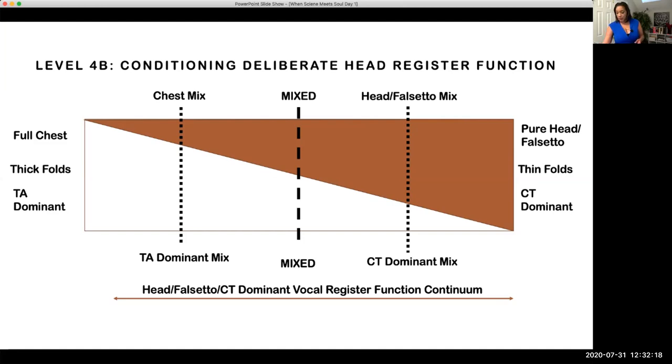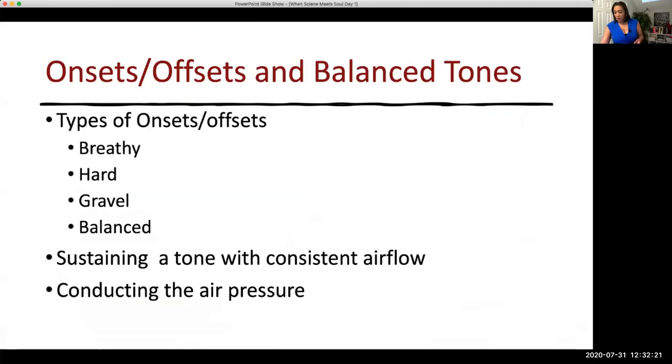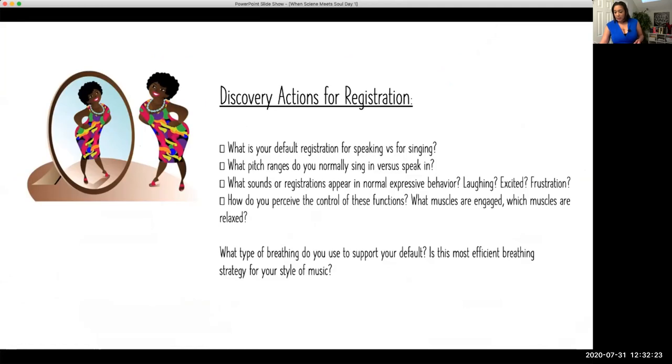And I know I'm running into your break. So let's look at this. I want you to come up with these discovery actions, and when we come back, we'll start some other aspects. What is your default registration for speaking versus singing? What pitch ranges do you normally sing in versus speak in? What sounds or registrations appear in your normal expressive behavior?